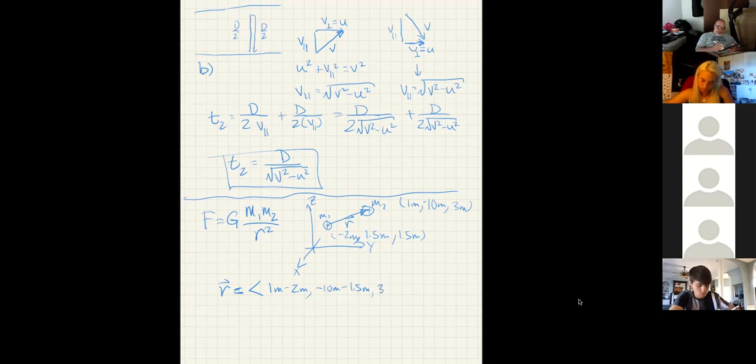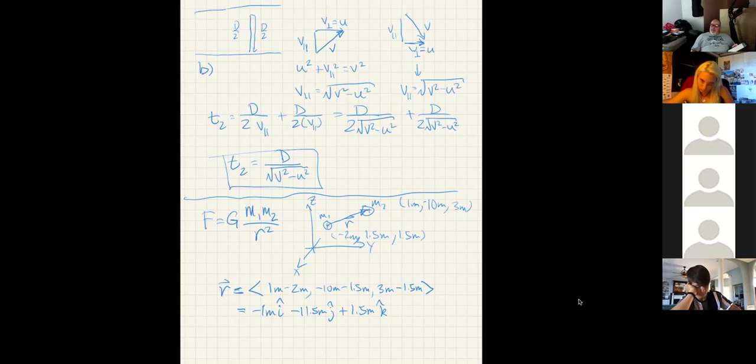And now I'm going to say 3 meters minus 1.5 meters. That's the Z component. So that's something that I haven't told you, but I sort of take it for granted. Sometimes I realize I didn't necessarily know that when I first started, so I want to make sure you guys knew that. And I'm going to take it another level in a second. So what I ultimately get is negative 1 meter I hat, negative 10 minus negative 1.5 is minus 11.5 meters J hat, and 3 minus 1.5 is plus 1.5 meters K hat.